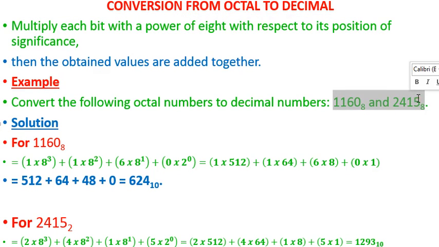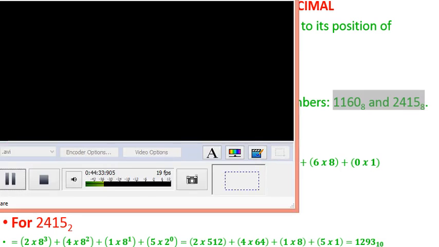Let us take these ones as our examples. We are given 1160 base 8 and 2415 base 8, and we are asked to change them into base 10 numbers. And how do we do that? If we want to do that, we arrange them as we mentioned.